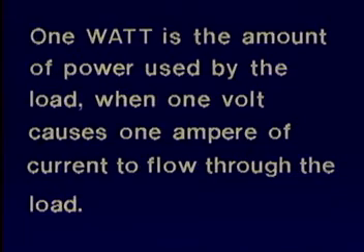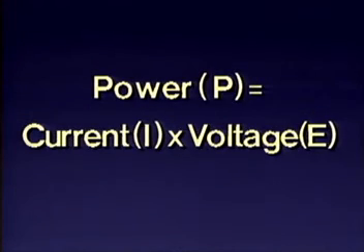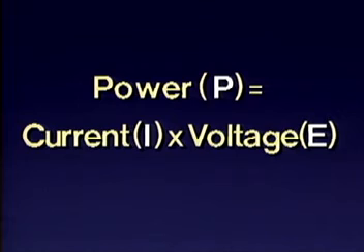The mathematical formula used to calculate power is power, P, in watts, equals the current, I, in amperes, flowing through the load, times the voltage, E, in volts, supplied by the power source. An easy way to remember this formula is to remember the word pie, which stands for P equals I times E.